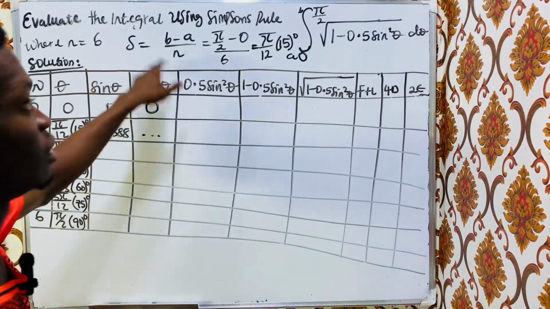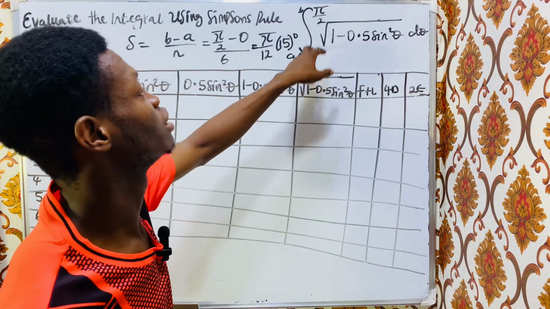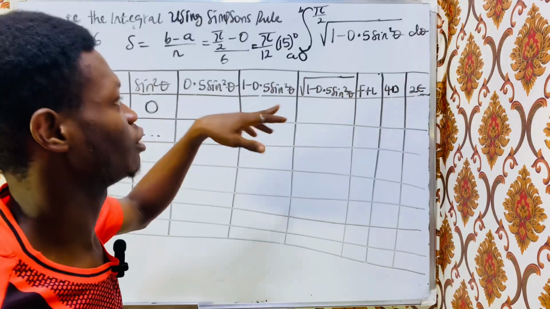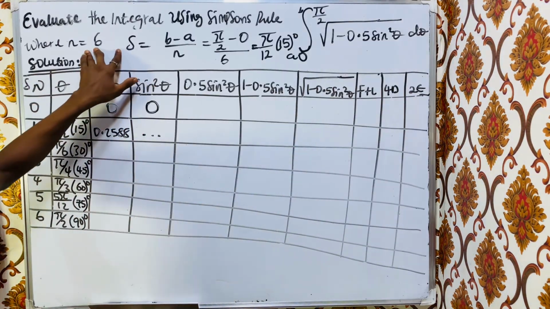Let's just explain it. Evaluate the integral using Simpson's rule: the integral from 0 to pi over 2 of the square root of 1 minus 0.5 sine squared theta d theta, where n is 6.